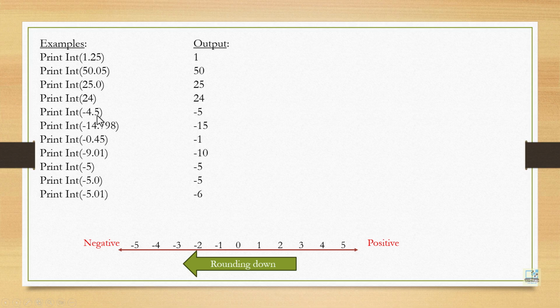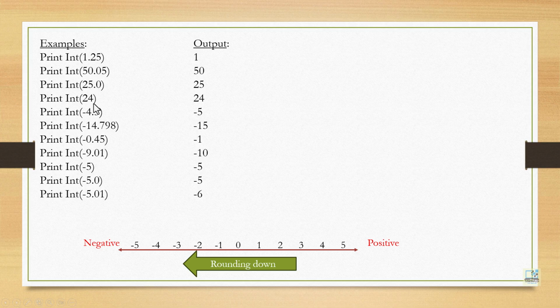In a negative number, notice minus 4.5 is giving us minus 5. The question is why it is not giving us minus 4. The answer is that the int function reduces the value. It is rounding down. If you follow the number line, here I have a number line for you. Here we have 0 at the center. This side is the negative, this side is the positive. So rounding down means the value will always go towards the negative side, towards the minus sign.